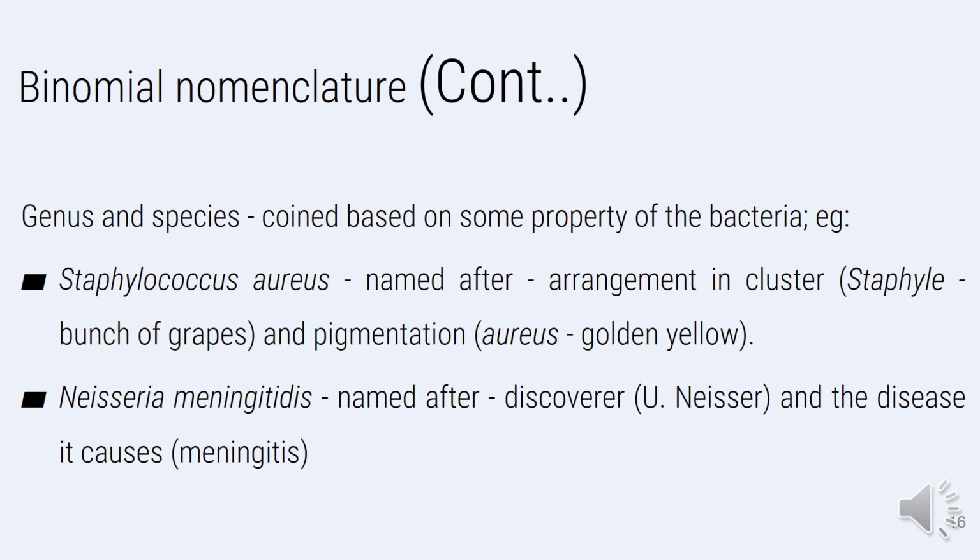For example, Staphylococcus aureus was named after its arrangement in clusters. Staphy means bunch of grapes, and the pigment which was found, a golden yellow pigment, is called aureus. So the bacteria here is called Staphylococcus aureus, which means a golden yellow colored, bunch-of-grapes-like cluster of bacteria. Fine. The next example is Neisseria meningitidis, which is named after Neisser, who discovered it, and the disease caused by it is called meningitis.